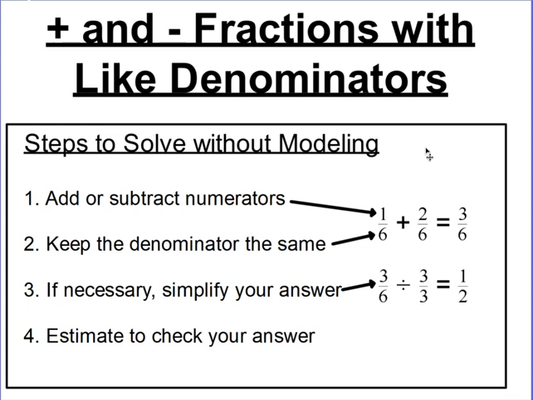So here is a little rundown of how you add two fractions with like denominators without all the representations. Here you just add or subtract the numerators, so 1 plus 2 is 3. The denominator stays the same. And then you simplify your answer if you need to. In this example problem, we simplified it to 1/2. And then it's always helpful to estimate at the end to check your answer.